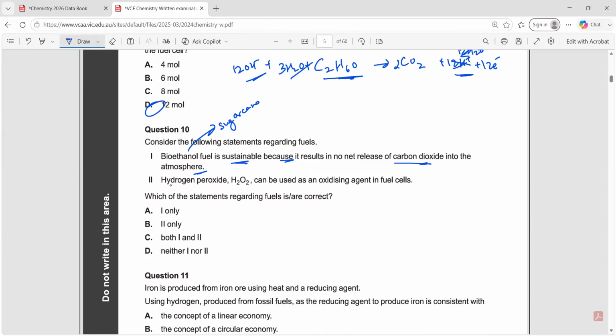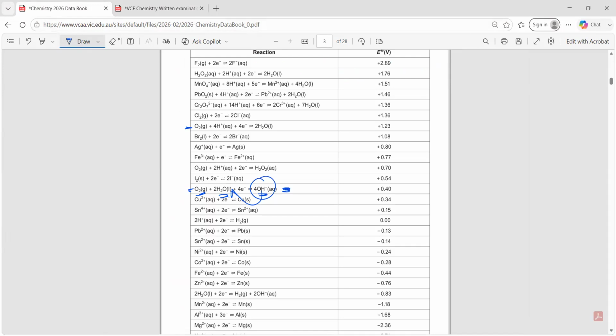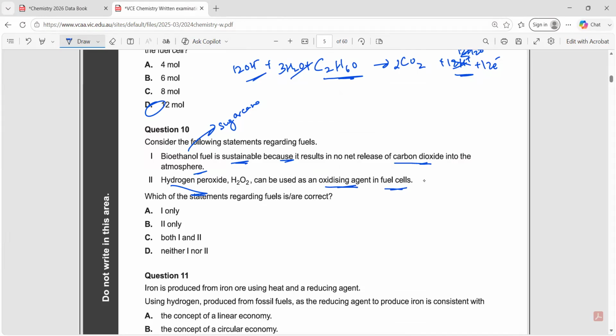Okay. Hydrogen peroxide can be used as an oxidizing agent in fuel cells. So H2O2, if it's an oxidizing agent, then it can undergo reduction. Here it says it can. So H2O2 reacts with the H pluses and the electrons. So I would say that 2 could be correct, because it can be used as an oxidizing agent if it reduces. However, 1 is not correct. So I'd say 2 only, maybe, for that.